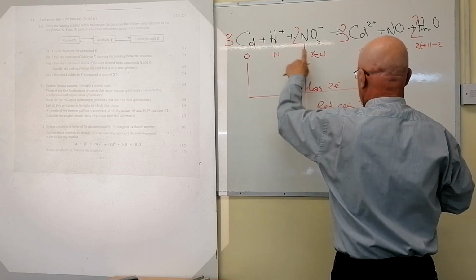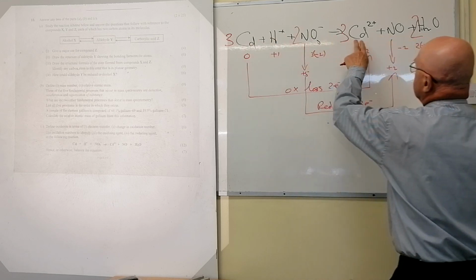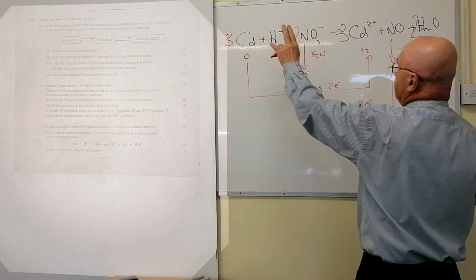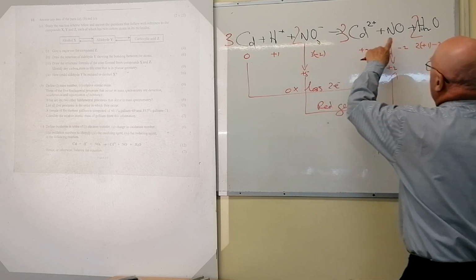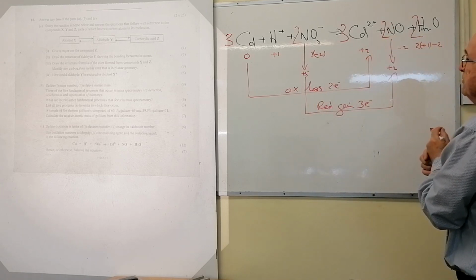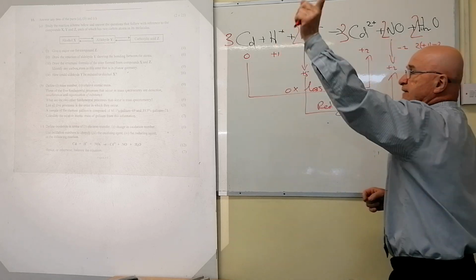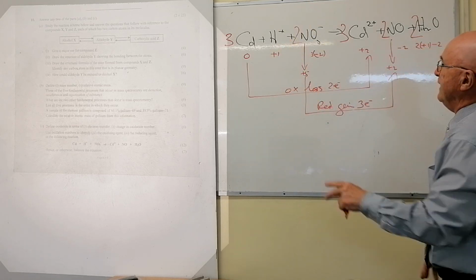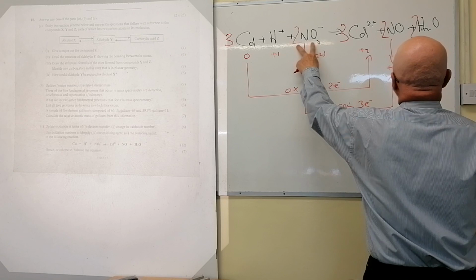3 here and 2 there. That's right. 3 cadmium is fine. Next, you have 2 nitrogen here, so I must put a 2 in here for the nitrogen. Very good. I've left the hydrogen and oxygen to last. The hydrogen is on its own, so leave it to last. Do the oxygens next. 3 2s are 6.